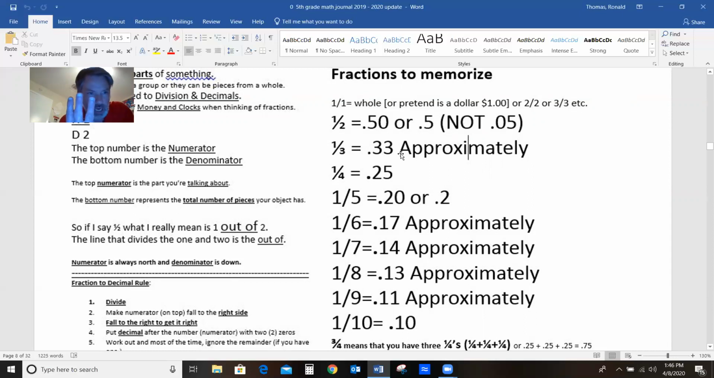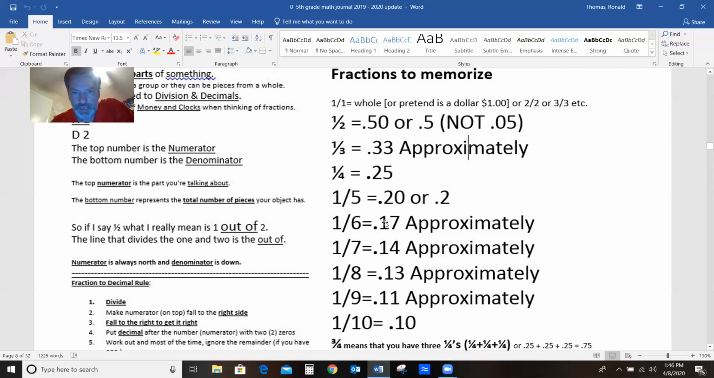1/3 is decimal 33 approximately. Notice it has a 3 on the bottom. I think of 2 3s. 1/3, 33%. 1/4 is exactly 25. I think of 4 quarters in a dollar. 1/5, that means you cut something into 5 parts. Decimal 20, 20%. 1/6, decimal 17. Or you could go 1, falls to the right, divide by 6. 1/7 is decimal 14 approximately.